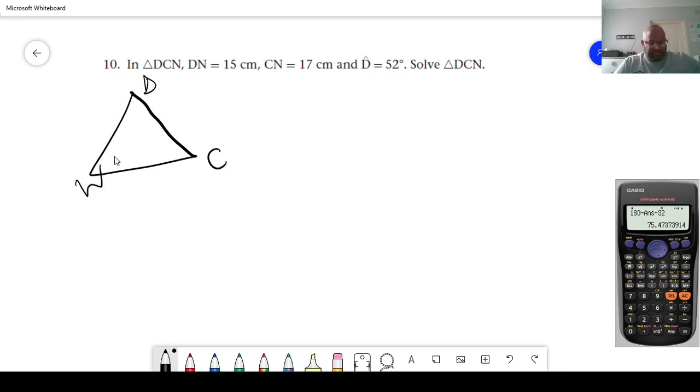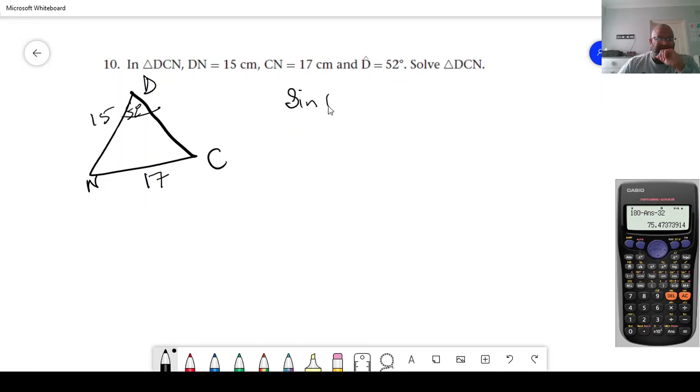And there's not an N, does it? We are told that DN is 15 centimeters, CN is 17 centimeters, and angle D is 52 degrees. Okay, so angle D is 52 there. Okay, the question says solve triangle. So to solve the triangle, we must calculate all the unknown sides and all the unknown angles.